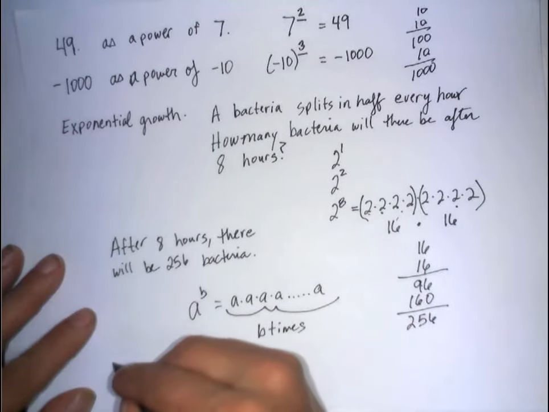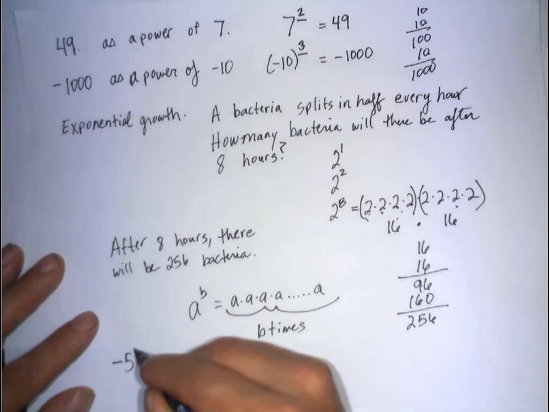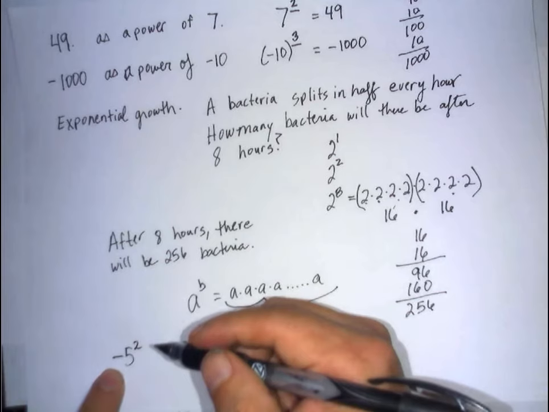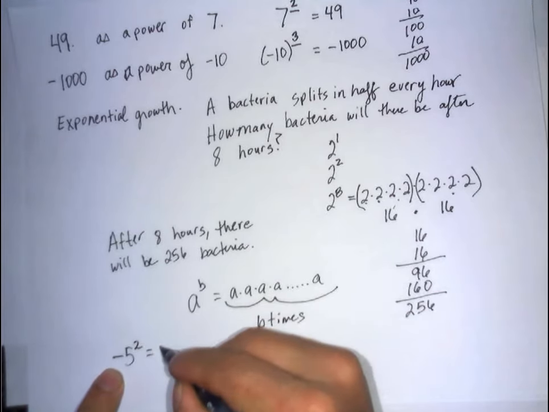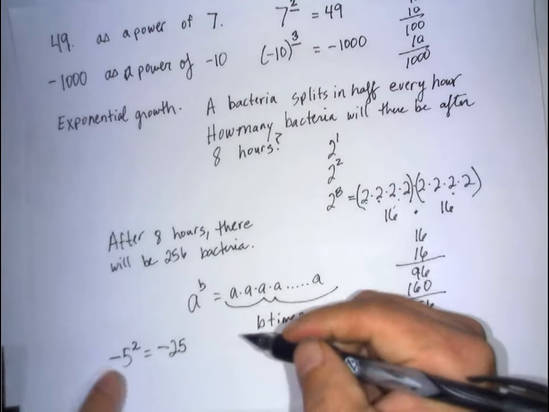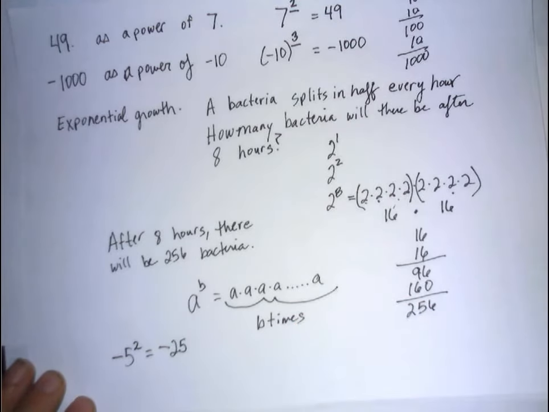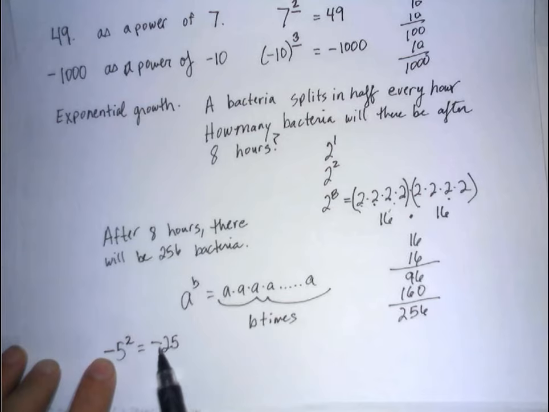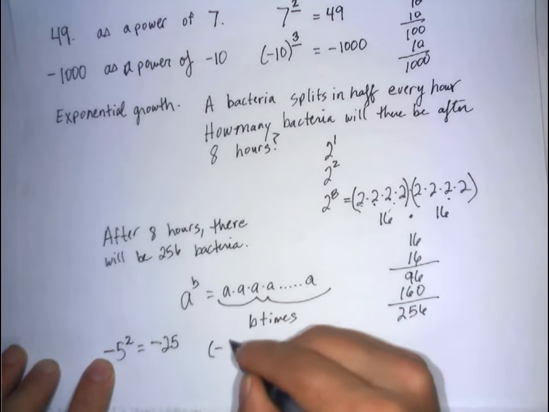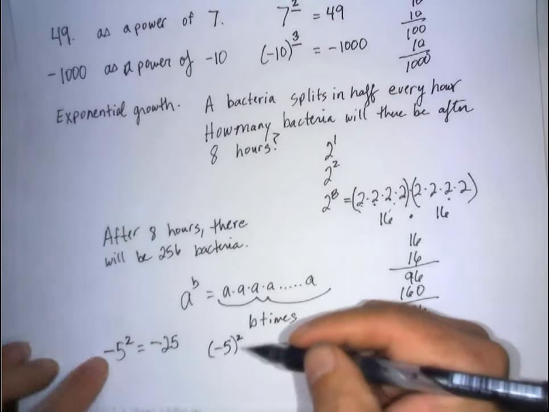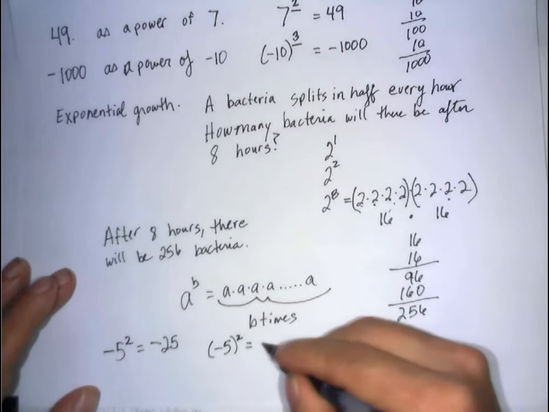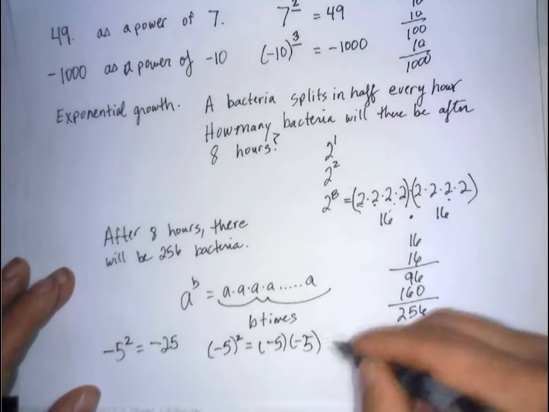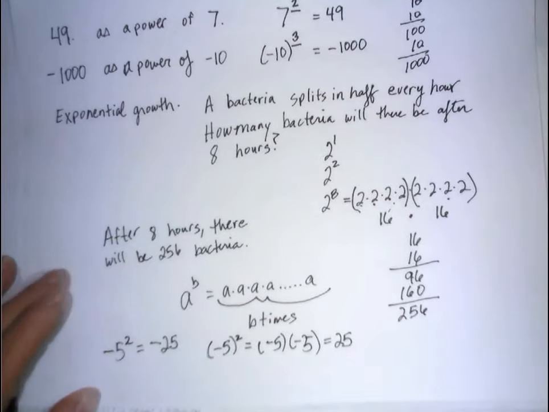If we have negative 5 squared, this is the opposite of 5 squared, which is negative 25, because order of operations says do exponents first. So 5 squared is 25, and then the sign just tacks on. But negative 5 squared, with parentheses, is negative 5 times negative 5, which is positive 25.